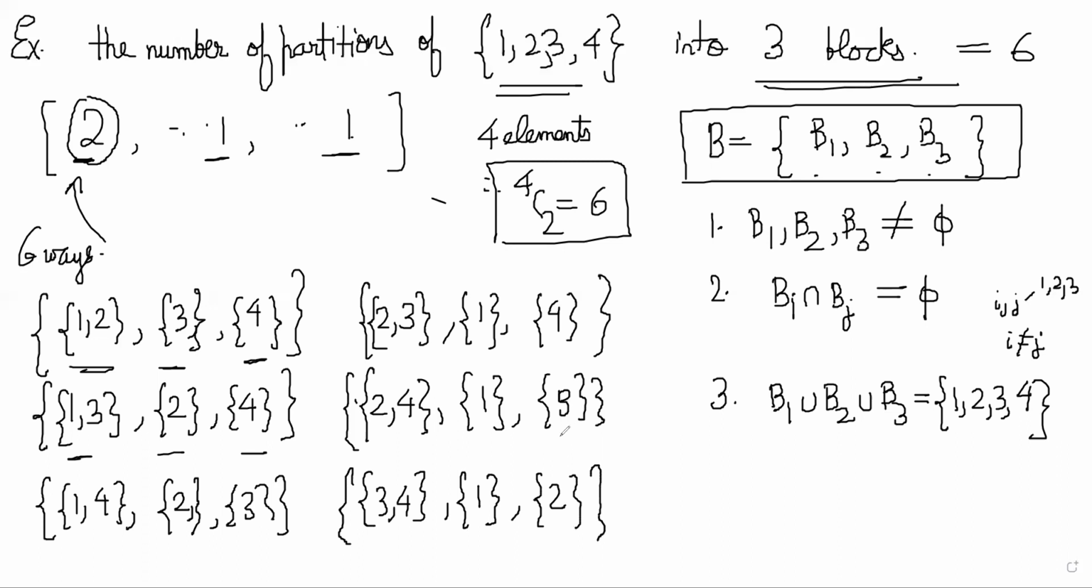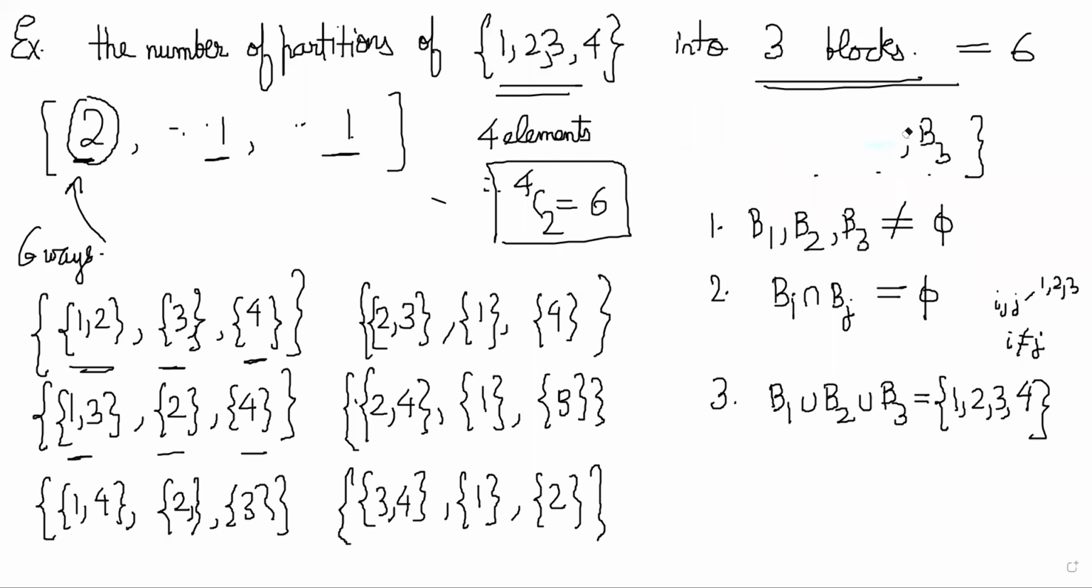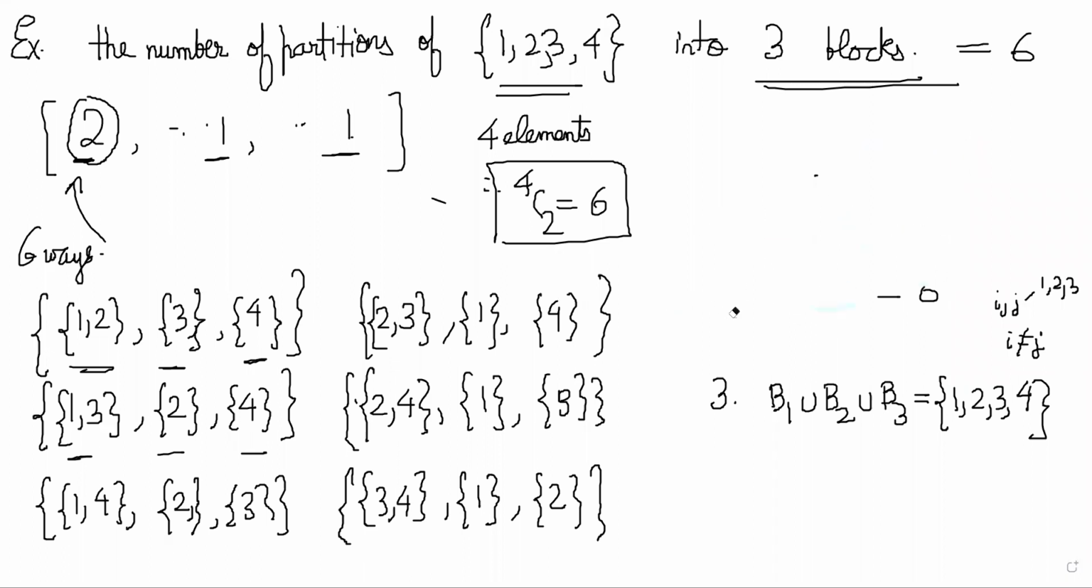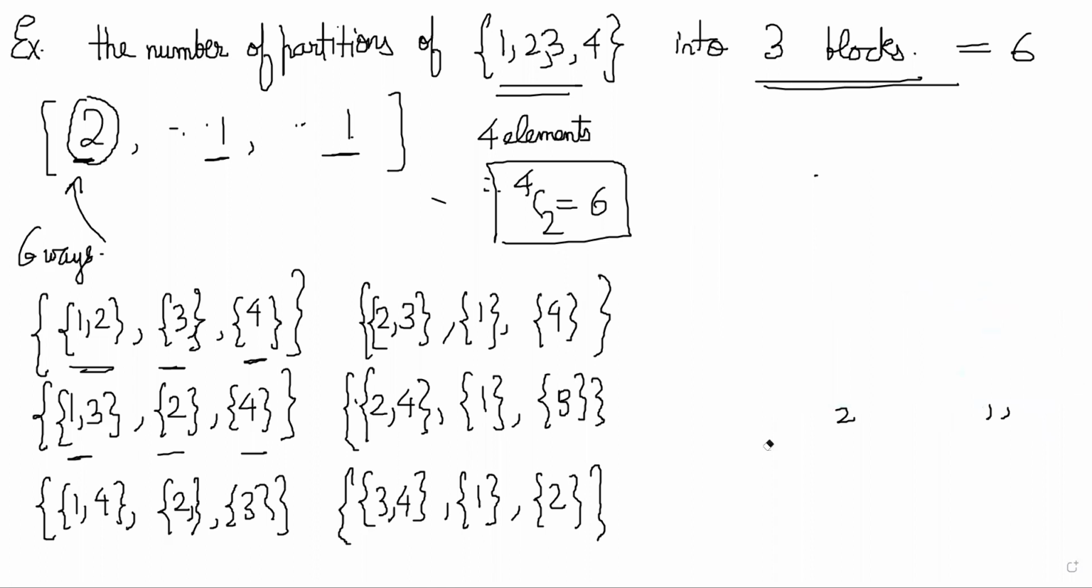3, 4, 1, 2, correct? So this gives us the number of partitions of this 4 element set into 3 blocks. Now some points to note here, things that you need to remember is that the blocks B1, B2, B3, in each of these partitions, this is B1, this is B2, this is B3, and so on, right? Blocks B1, B2, B3 are themselves sets.